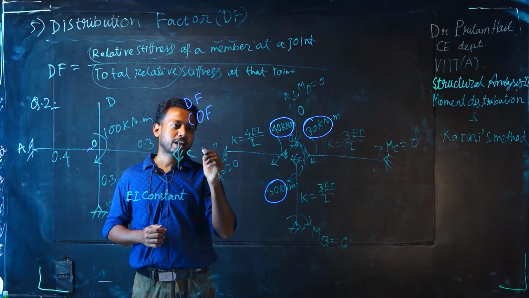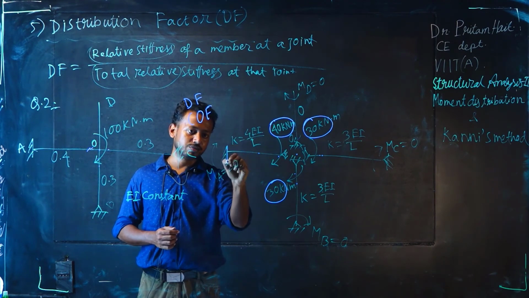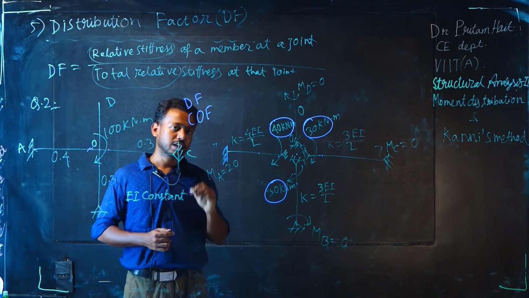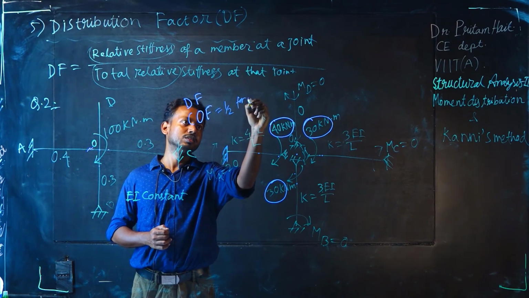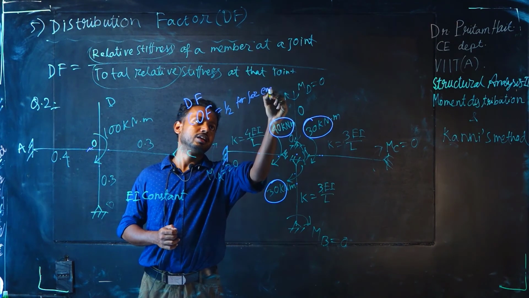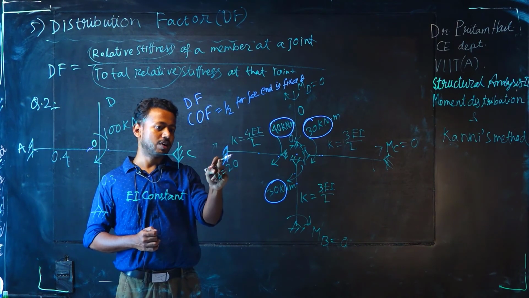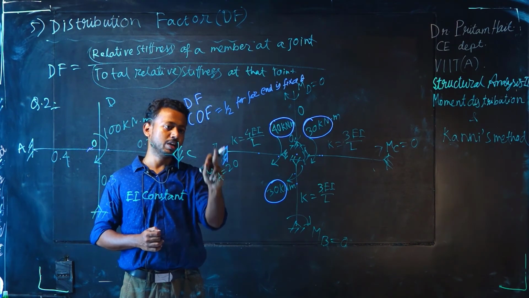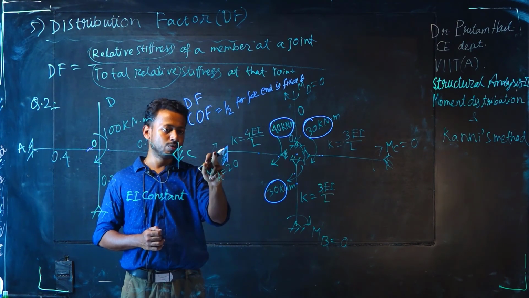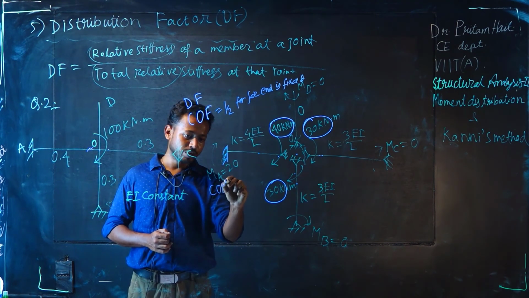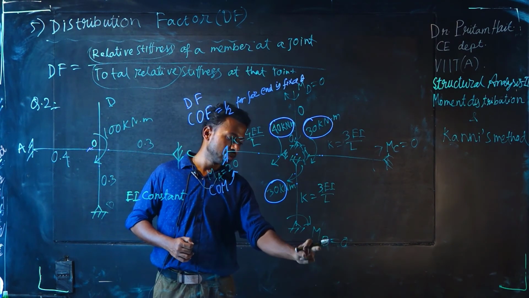Now this is the applied 40 kilonewton meter. Now what will be the carryover moment? The carryover moment will be half of this moment, because as this is a fixed far end, the carryover factor is half. So as the far end is fixed, the carryover factor will be half. So half of 40 kilonewton will be 20 kilonewton. So the carryover moment will be 20 kilonewton meter. And where the far end is hinge, the carryover moment will be 0.